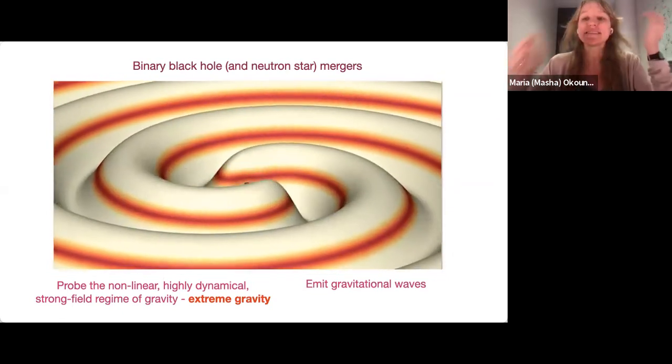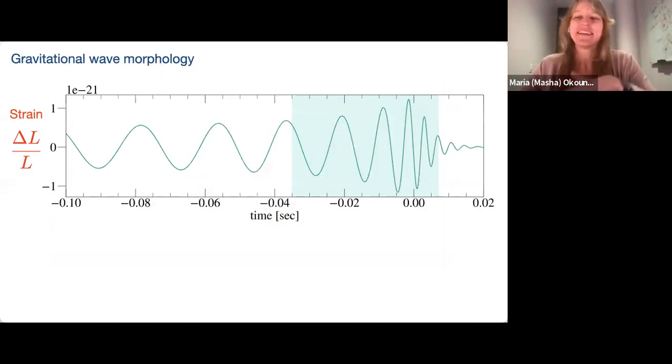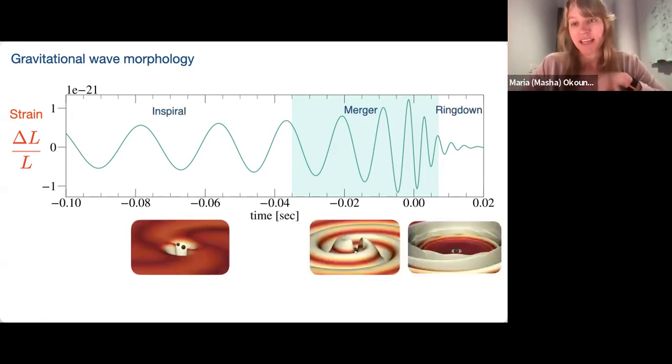The fantastic thing about these systems is that they emit gravitational waves. This is not terribly new to everybody attending, but fundamentally, when we talk about gravitational wave morphology, we talk about the strain, which measures how much spacetime is being stretched and squeezed. And we talk about three main stages of the merger: the inspiral, the merger phase, and the ringdown phase. It's really in this shaded green region near the merger phase where we need numerical relativity, or solving the equations of spacetime on the computer, to tell us what the gravitational radiation looks like from these systems.